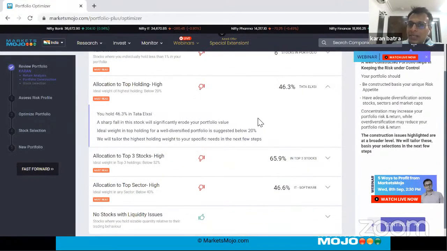On the opposite side, in one stock, I've invested 46% in Tata Elxsi. It might be a good stock, but what if there is tomorrow news in the company or there is some development that no one saw coming? The stock will crash, and with that, my portfolio value will also crash. So over allocation makes your portfolio unnecessarily risky, and under allocation hampers the returns in the portfolio.